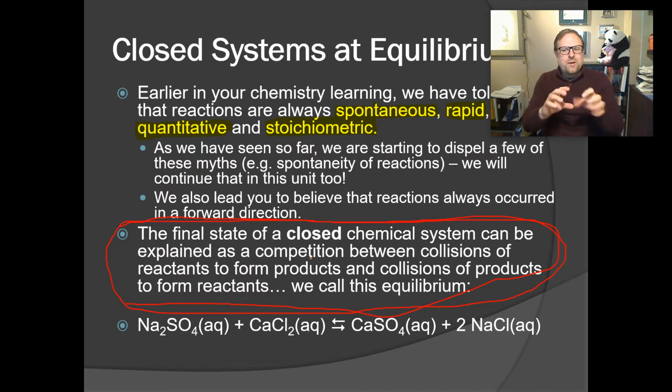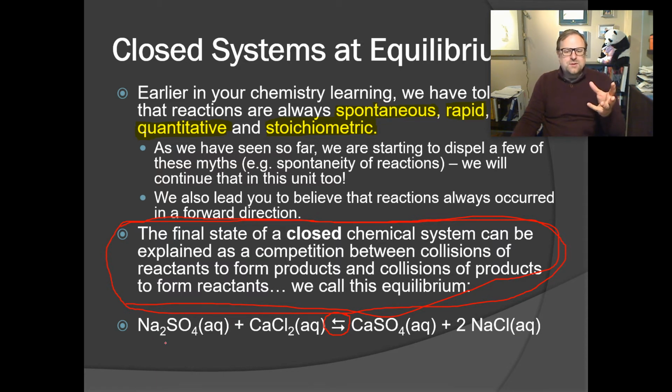Equilibrium is a balance between reactants colliding to make products and products colliding to make reactants. So if we use this example at the bottom here, sodium sulfate and calcium chloride reacting to form calcium sulfate and sodium chloride, notice that we've inserted a double arrow here. That double arrow indicates that this reaction is reversible. It can run forwards, it can run backwards, and it's also going to be an indication for us that we've got some sort of equilibrium being established here.